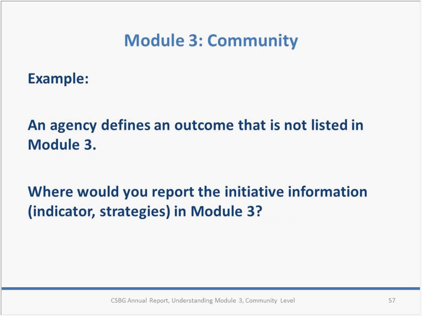Okay, so what about an outcome that's not listed? There is something that we do in our agency, and I don't find it in the NPI list or in the strategies list. How do we report that?